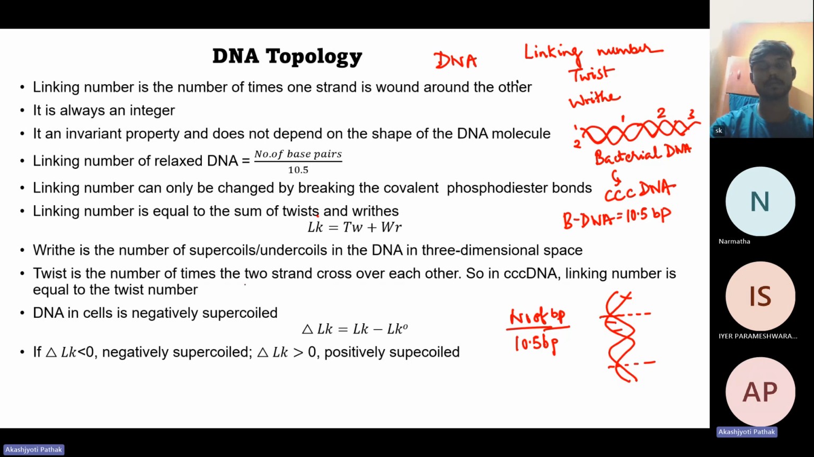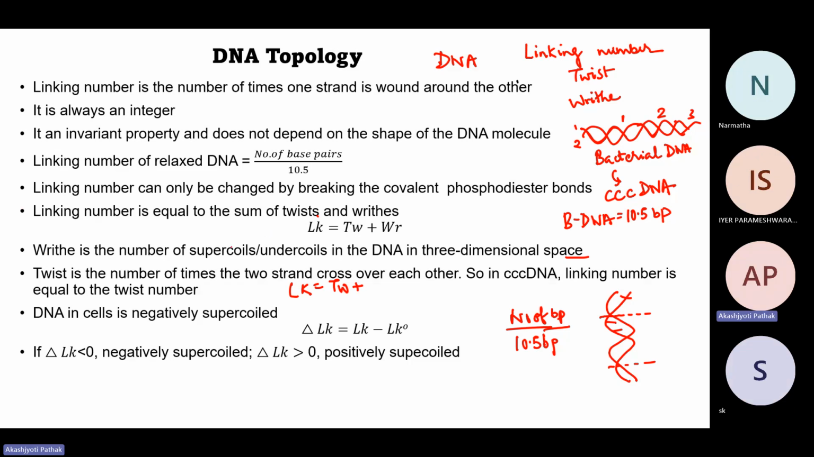So basically, if your DNA is relaxed, then the linking number will be equal to the twist. Okay. And writhe is what? Writhe is the number of supercoils or undercoils in the DNA in three-dimensional space. So we will understand this in the next slide, when I show you a figure, you will understand this better.